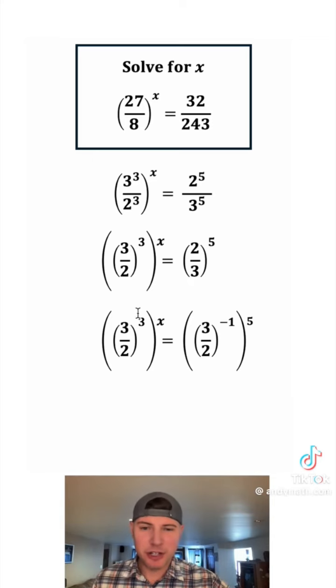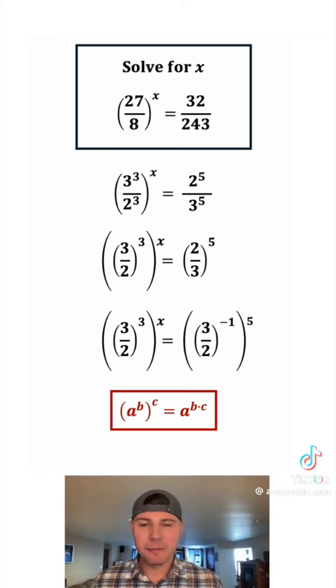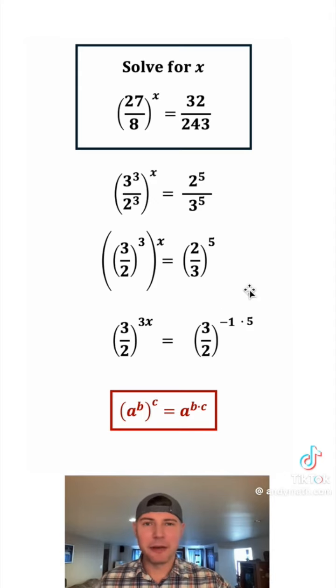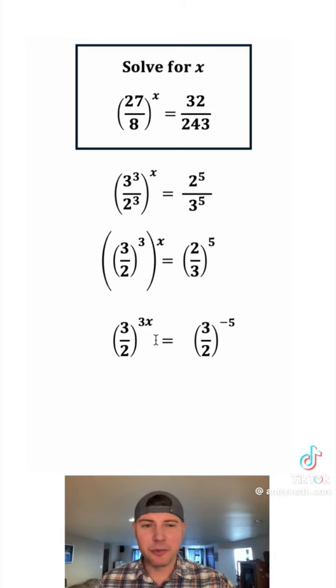On both sides of the equation, we have a power to an exponent. We're going to end up using these notes right here. Anytime you have a to the b whole thing to the c, you can multiply the exponents. It ends up being equal to a to the b times c. So this 3 and this x will end up multiplying by each other to give us 3x. And this -1 and this 5 will end up multiplying by each other to give us -5. Now we have 3 over 2 to the 3x equals 3 over 2 to the -5.